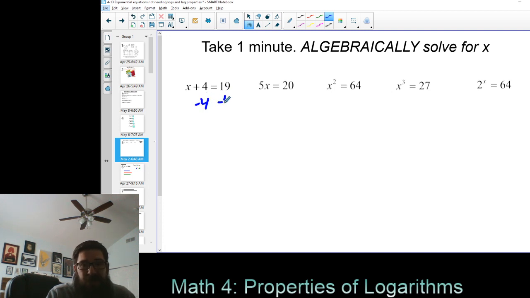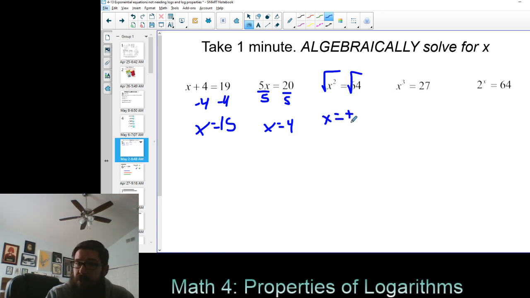I'm adding, so I end up subtracting here. x equals 15. 5x equals 20. I'm multiplying, so I'm going to divide both sides by 5. You're going to get x equals 4. I have x squared equals 64. Take a square root of both sides. I'm going to get x equals, technically without any other knowledge, plus or minus 8. x cubed is 27. I'm going to take a cube root of both sides to undo the cubing. I'm going to get x equals 3.